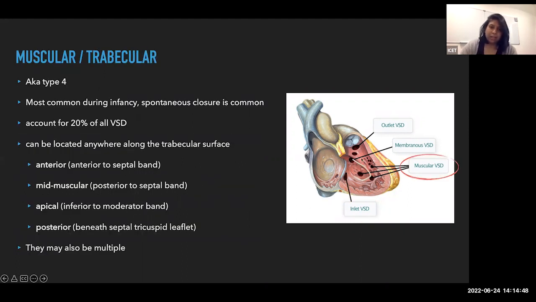Next is the muscular VSD. This is the big chunk of the interventricular septum. It's also known as the type 4. This is the most common type that occurs in infancy, and these also can close without any intervention. They make up 20% of the VSDs. And I know the percentages don't add up. This is all from Benita's book, so we run out of percentages. But anyway, this can be located anywhere along the trabecular surface. So you can have anterior, mid-muscular, apical, and posterior ones, and they can also be multiple, coalescing to come out as a single orifice on the left ventricular side.